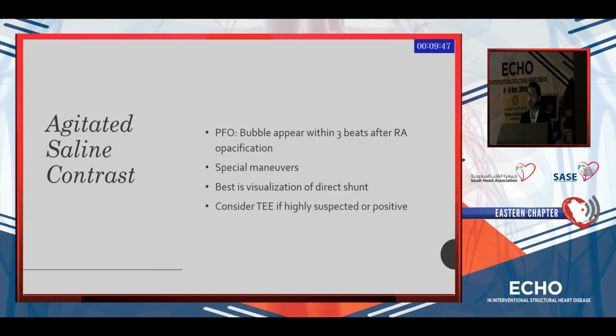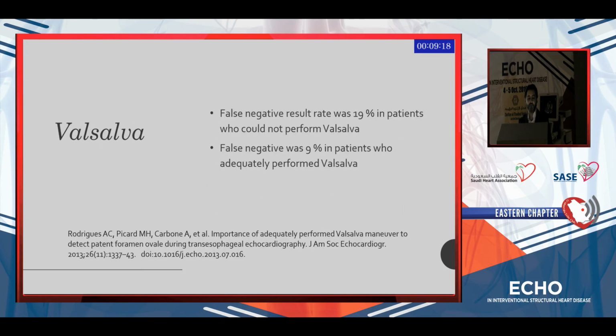By definition, if a bubble appears in the left system within 3 beats after the right atrial opacification, it identifies a PFO. Don't forget to use special maneuver to increase the right atrial pressure, including Valsalva maneuver. And the best way to diagnose a PFO is to see the bubble passing between the 2 septum, even after 10 beats. And if you're still not convinced if doing transthoracic, please go ahead and do transesophageal echo.